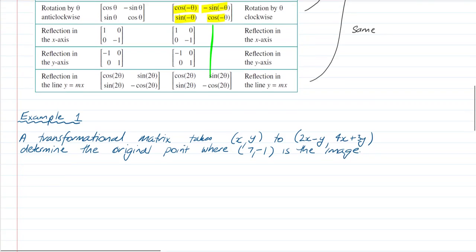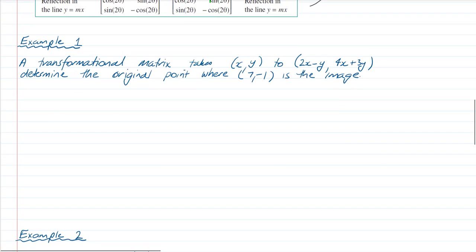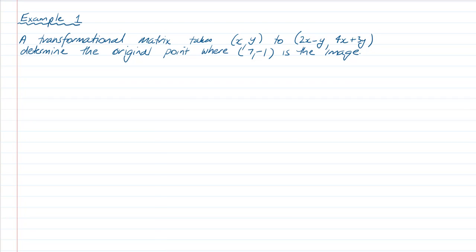So we're going to talk about inverses, and I've got a couple of examples for you. Example 1 we'll start with. A transformational matrix takes (x, y) to (2x minus y, 4x plus 3y). So we're asked, well, A times x equals x dash, and we know that A times (x, y) is equal to (2x minus y, 4x plus 3y).